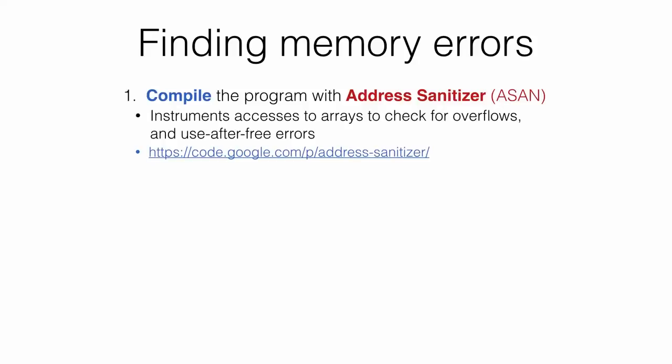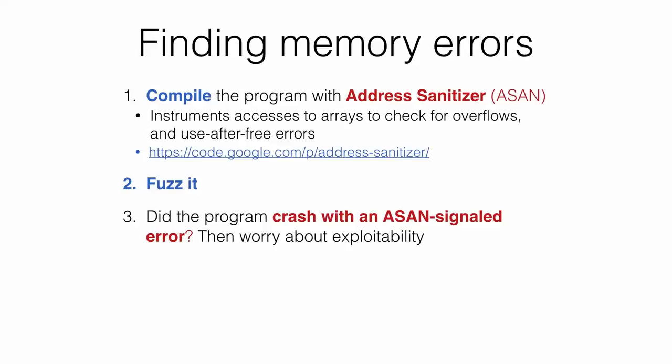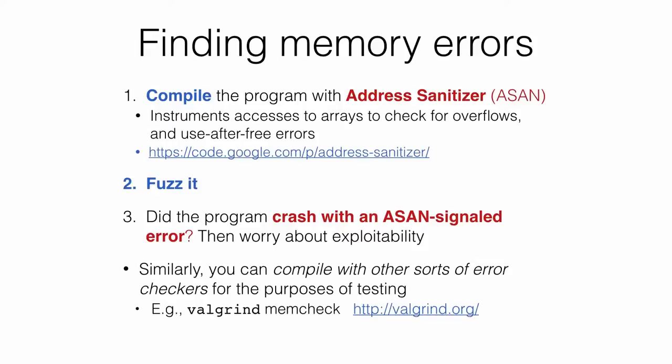One way to make it so that crashes happen immediately upon overwriting buffers is to use Address Sanitizer. This is a tool that can instrument a program so that accesses to arrays check for overflows and use after free errors. Given your instrumented program, you can fuzz it, and if the program crashes with an ASAN signaled error, then you can start worrying about exploitability. You can do the same trick with other sorts of error checkers for the purposes of testing. For example, Valgrind memcheck is another way of looking for memory errors.